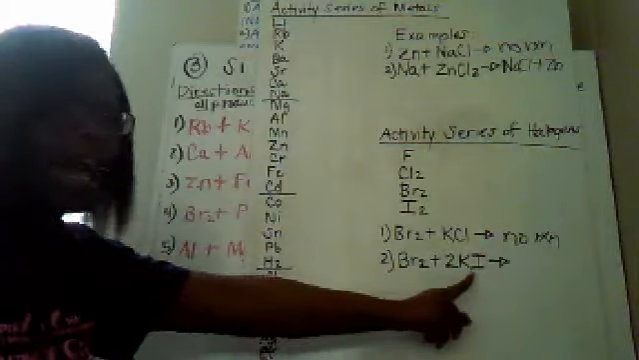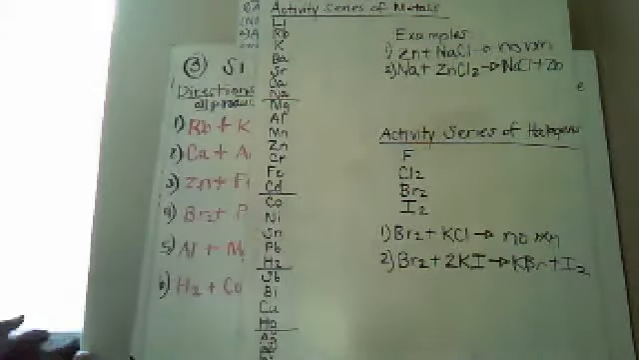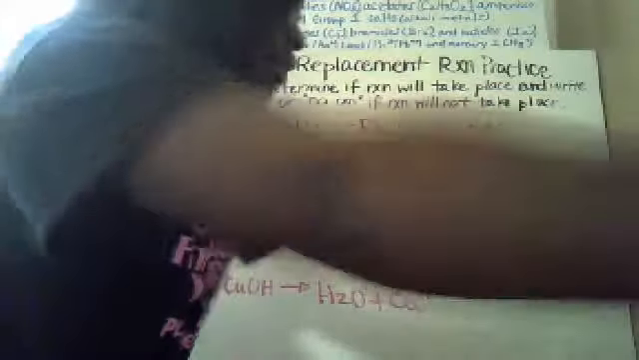Br2 plus KI. Your iodine can be replaced by the bromine. So we'll have KBr plus I2. And we write the 2 because iodine is diatomic. So let's move on to some more practice.